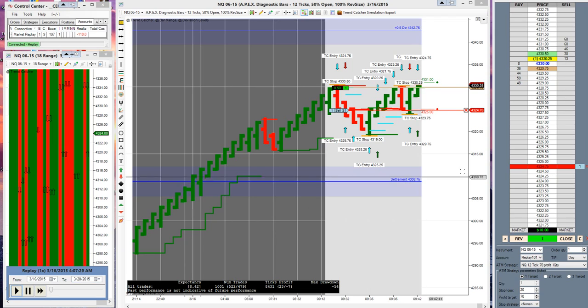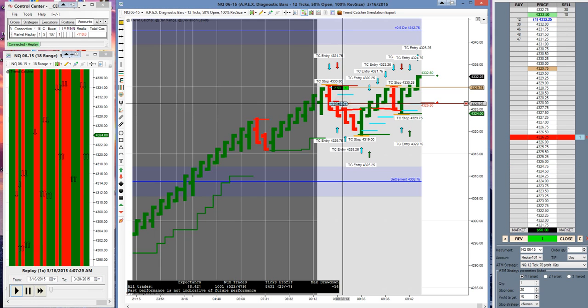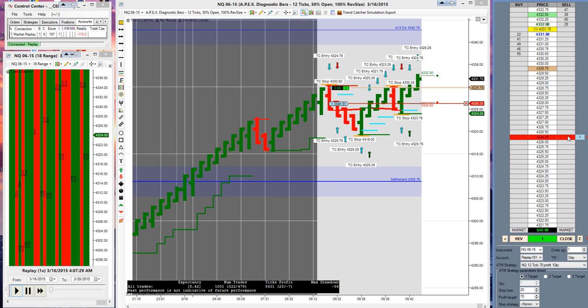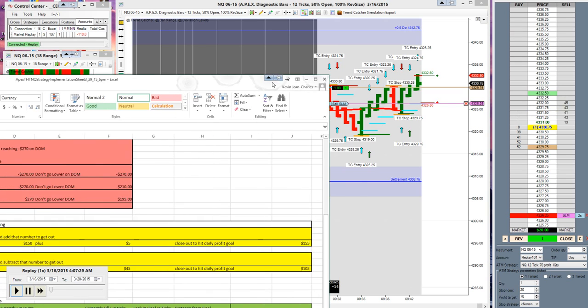All right. Now we're buying again. Move our stop up right here. Put our pending sell order right there. Center the DOM. Now down 110. So you see the visual.